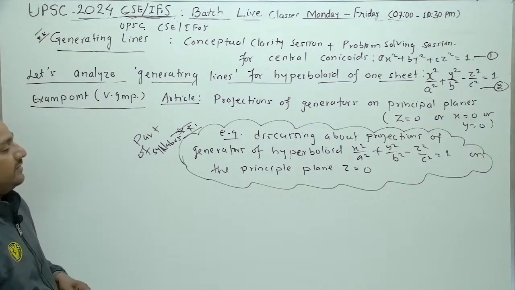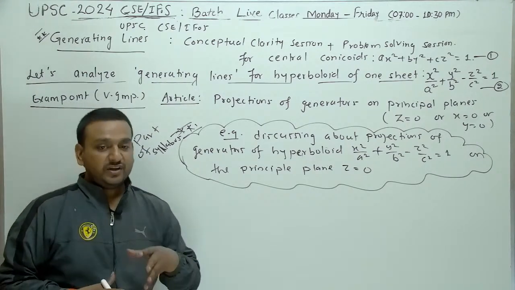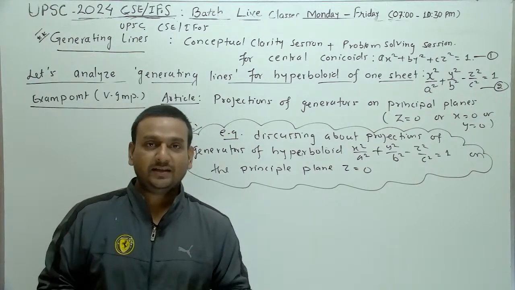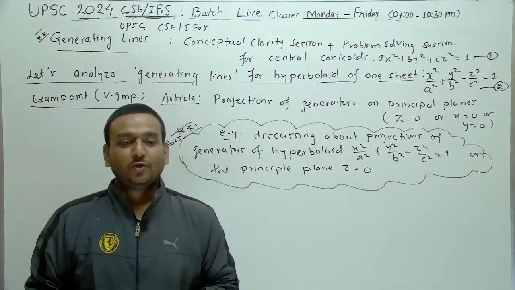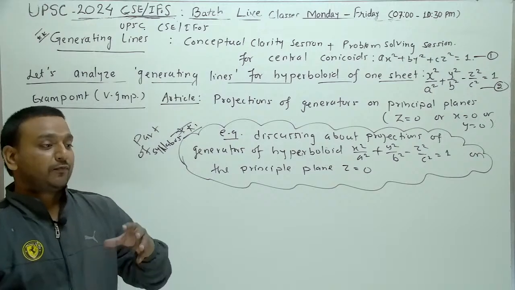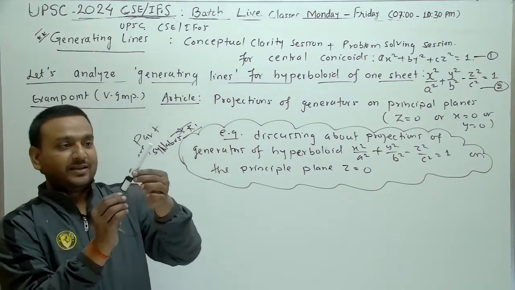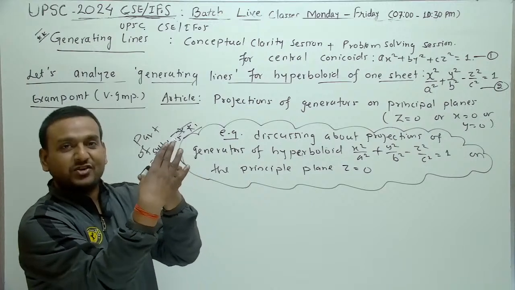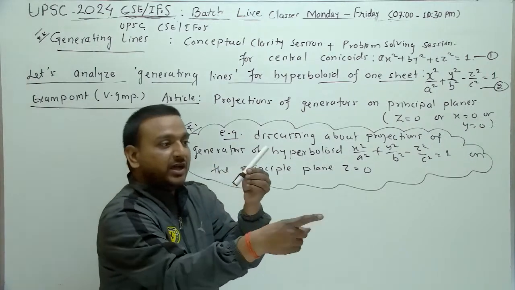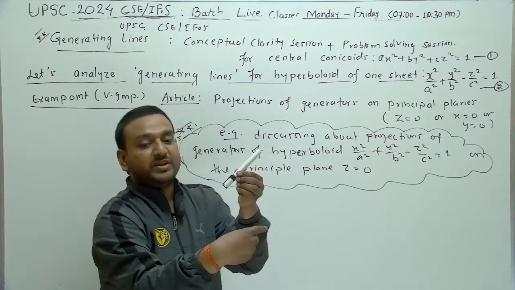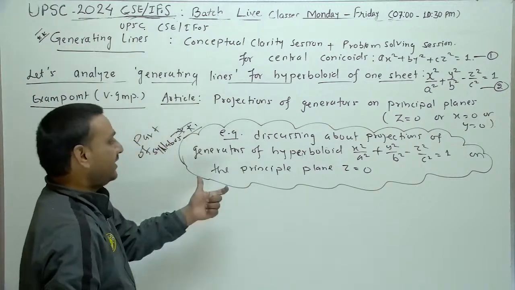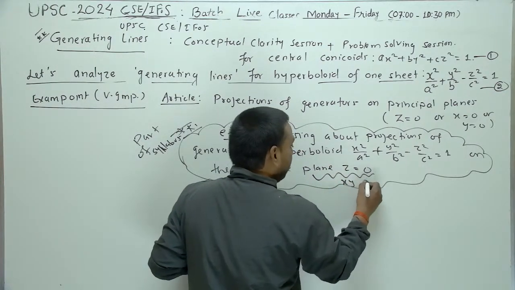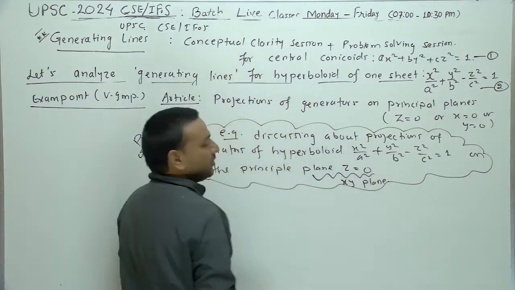When you want to discuss the projections of generators, what are generators? Generators are lines only, right or not? So now we are interested in finding the projection. Let's say this is the line. I want its shadow, the projection of this line on z equals 0, that means the xy plane. Say yes or no?